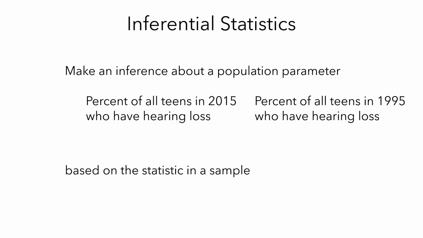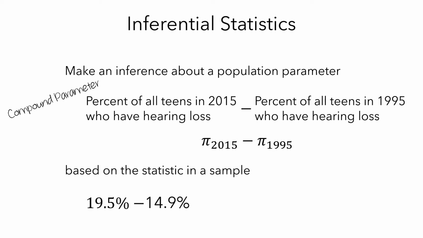So what we do is subtract these two percentages to create what is called a compound parameter. And just to make things more compact, we'll write pi sub 2015 minus pi sub 1995 to represent this difference in percentages. Now, in our sample, the difference was 19.5% minus 14.9%, which is equal to 4.6%.